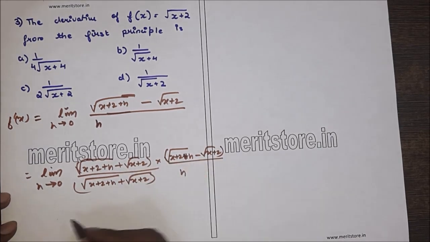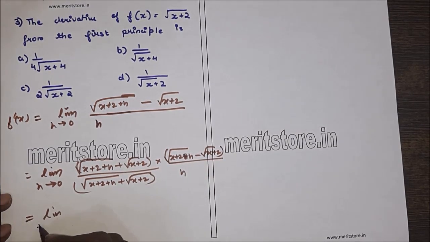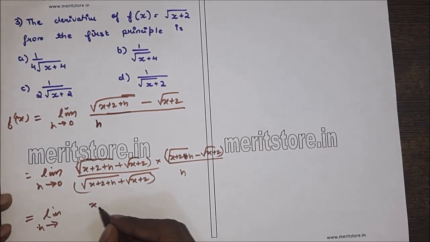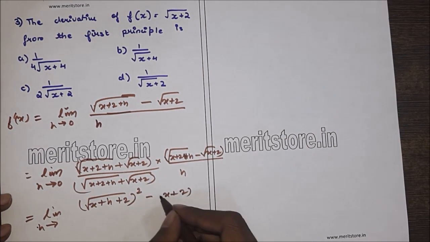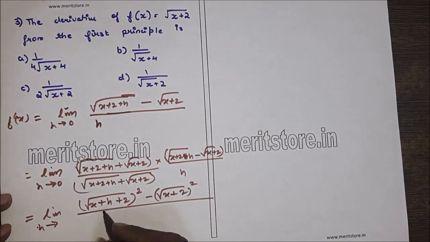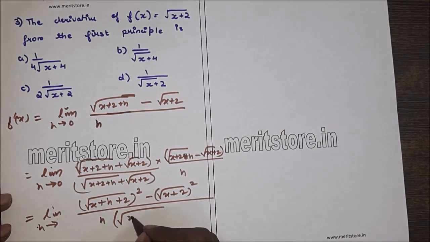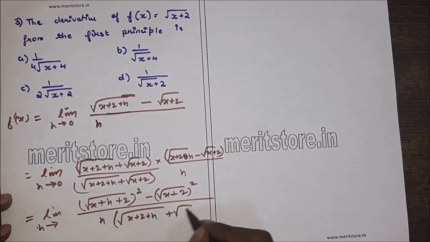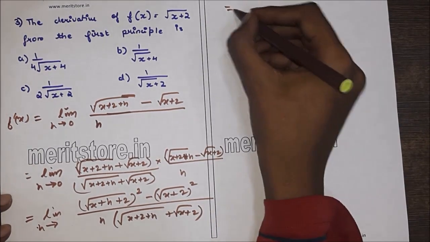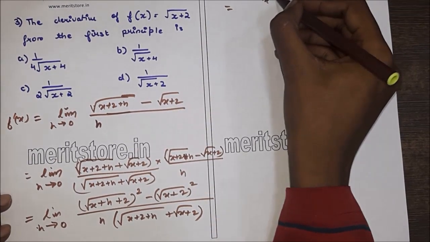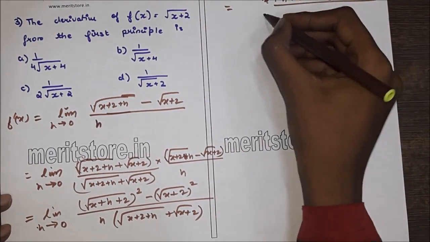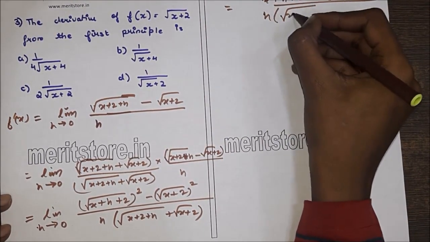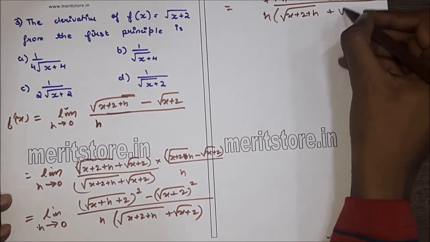This is in the form of a plus b, a minus b. So we get limit h tends to 0, root of x plus h plus 2 the whole square minus root of x plus 2 the whole square, divided by h into root of x plus 2 plus h plus root of x plus 2. This can be simplified as x plus h plus 2 minus x plus 2, divided by h into root of x plus 2 plus h plus root of x plus 2.